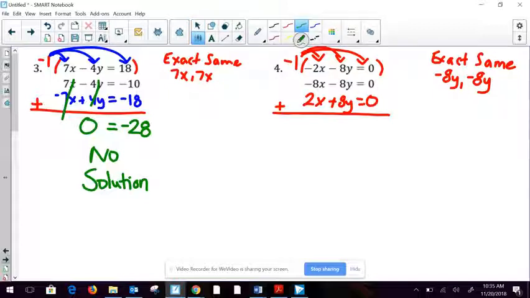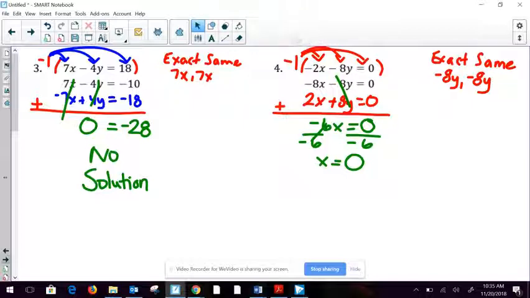What is -8x plus 2x? Great job, -6x. A -8y plus 8y gives me 0, so they cancel out. They get eliminated. And finally, what is 0 plus 0? It's still 0. My final step here is to divide both sides by -6. So x is equal to 0. Be careful, it's not no solution because I still have an x in there. So that's why the answer is 0.